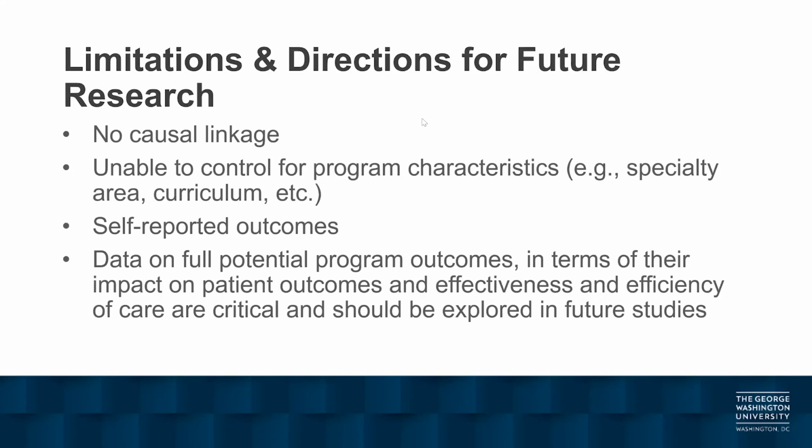So, several limitations also need to be recognized. First, this study was cross-sectional, so making causal linkage impossible. And second, we are unable to control for the program characteristics. And third, we rely on self-reported outcomes in the NSSRN, which are always subject to potential recall or reporting bias. And lastly, the outcomes we used in this study are unlikely to reflect the full spectrum of the program outcomes.